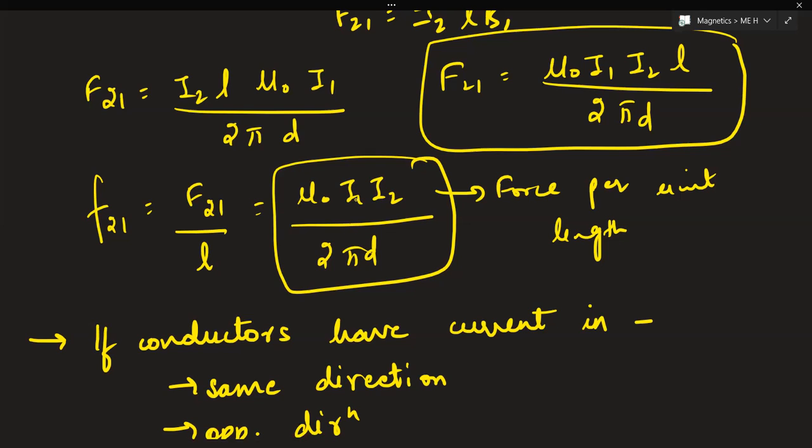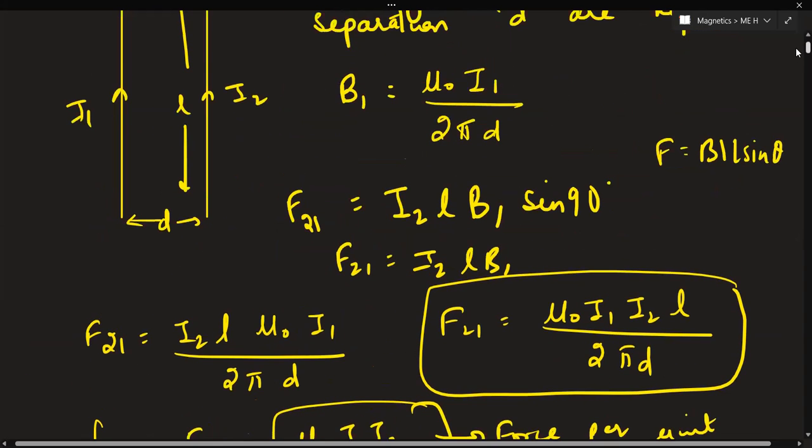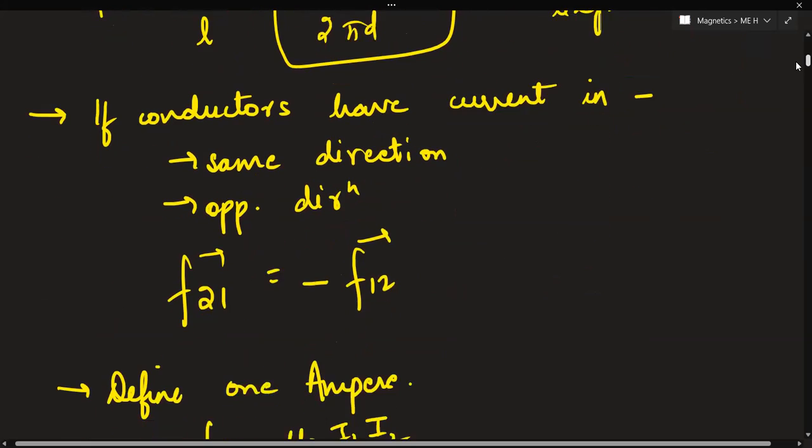Now, if the two conductors have the current in the same direction, like this, both the currents in the same direction, then the conductors have a tendency to attract one another.